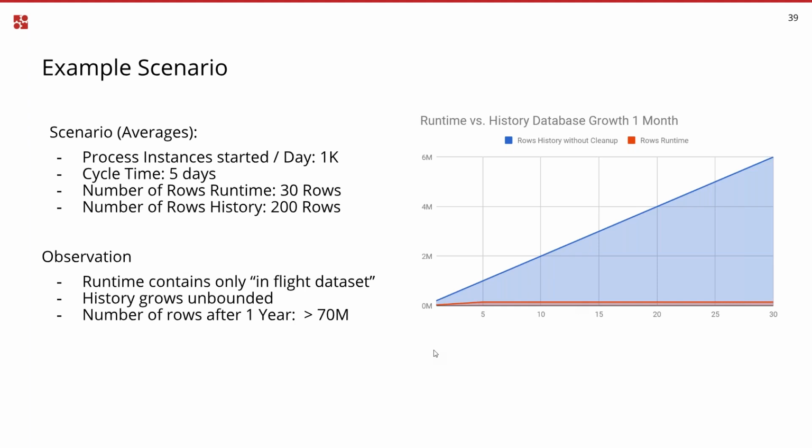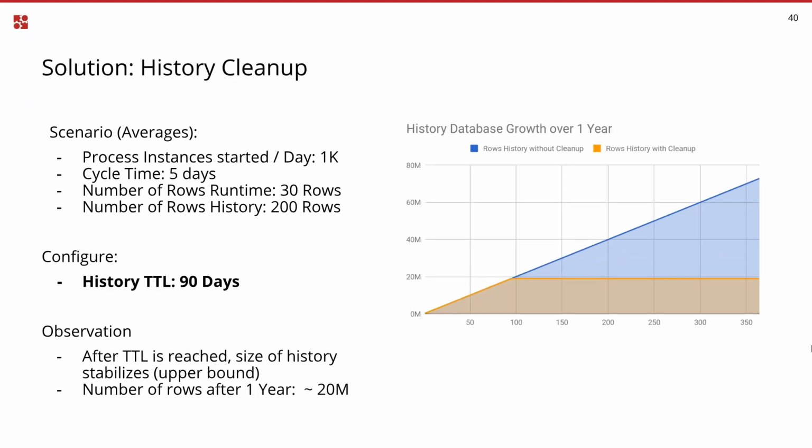What is interesting is the blue line. This shows the history. So, of course, here we only add and never remove something. So in my scenario, after 30 days, I would have already around 6 million rows in the database. After 1 year, it would be more than 70 million. So that is interesting.